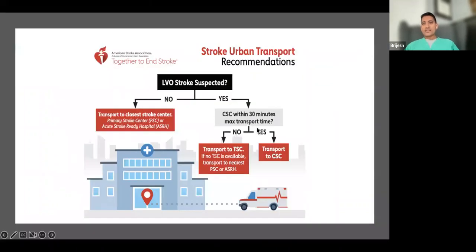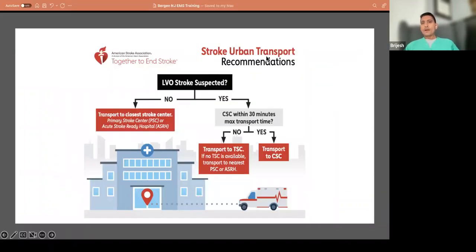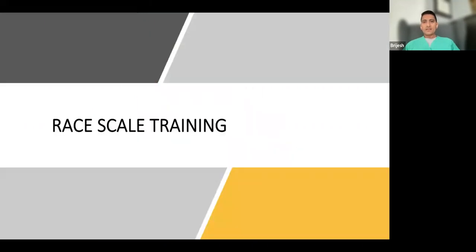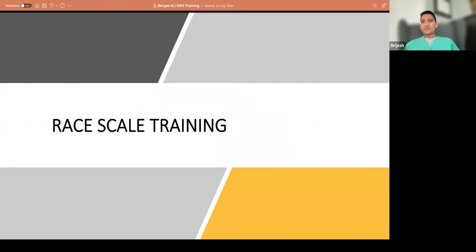And so this is just an example. If you're in an urban or suburban region and you suspect an LVO as a paramedic, and you have a CSC within 30 minutes max transport time, then always prioritize going to a CSC. Any questions about triage? No. Okay, excellent.